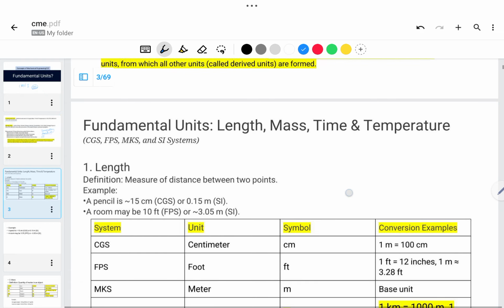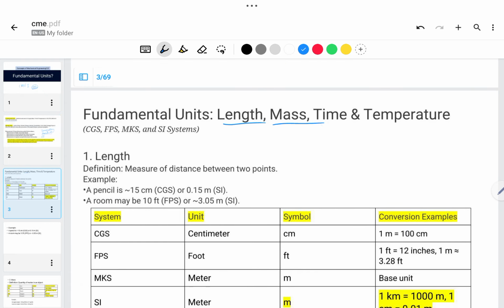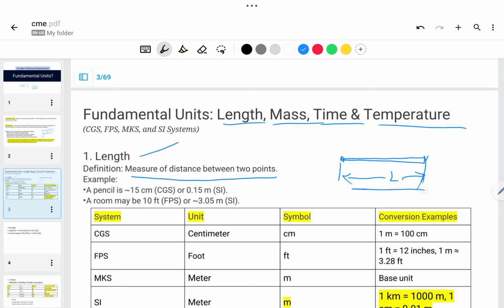Okay. So in the fundamental units, the length, mass, time, and temperature are the important ones. So here you can see the length first. If you want to measure, it is a measurement of the distance between 2 points. If there is a pen, consider this pen or a pencil, from this point to this point you are measuring the distance. Whatever length it is, it is called the length of a pencil.